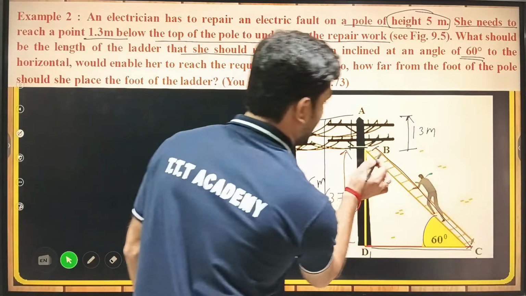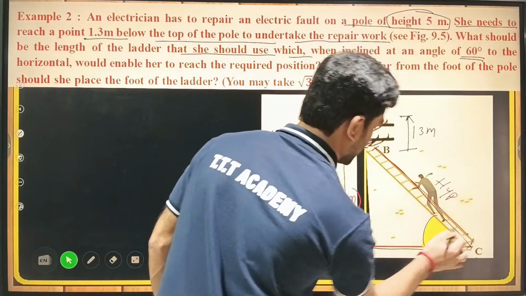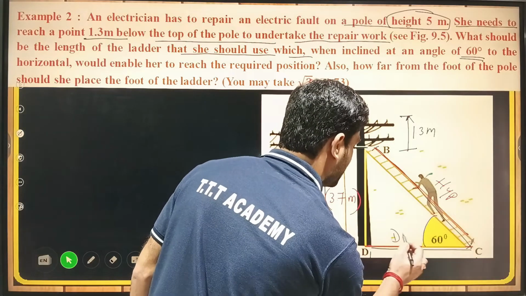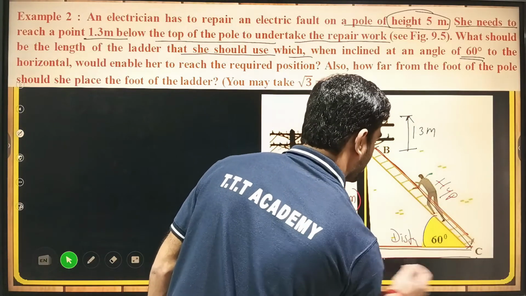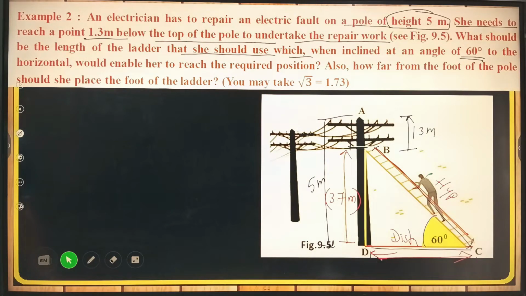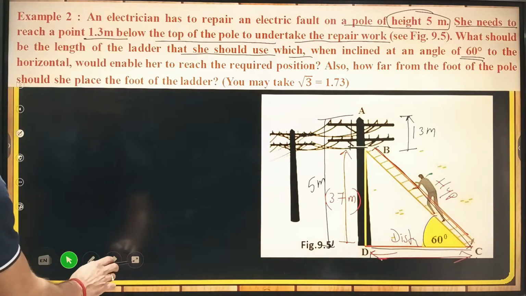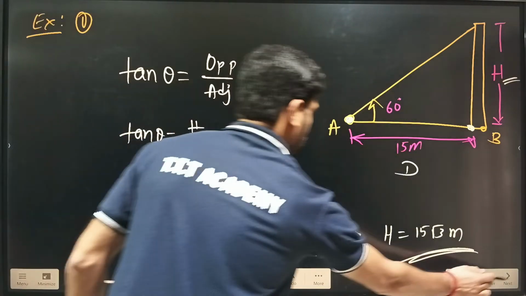And we need to find the length of the ladder. This is a hypotenuse side. This also we need to find. One thing is this case. Second case is we need to find the distance also from here to here. Distance also we need to find. Here the case is there, but the angle is given. Angle is 60 degrees.